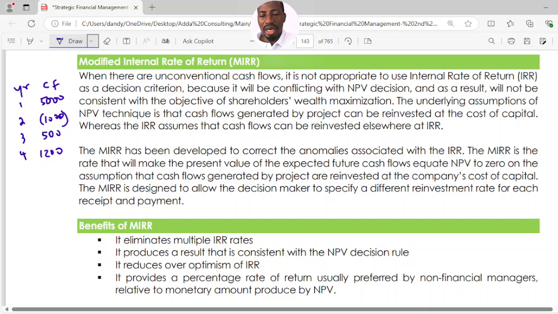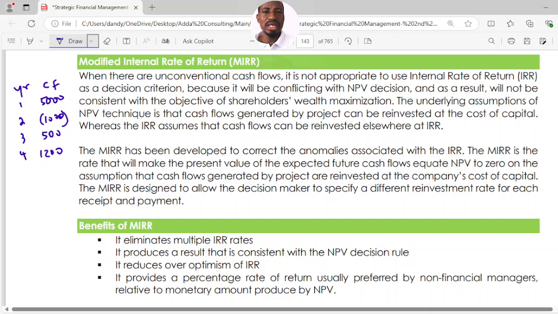Where there are unconventional cash flows, it is not suitable to use the internal rate of return as a decision criterion, because it will conflict with the decision of net present value. As a result, it will not be consistent with the shareholders' wealth maximization objective. The underlying assumption behind NPV is that the cash flow generated by the project can be reinvested at the company's cost of capital. However, the internal rate of return assumes that the future cash flow the project will generate is reinvested at the internal rate of return. So this is an apparent conflict between NPV and the internal rate of return.